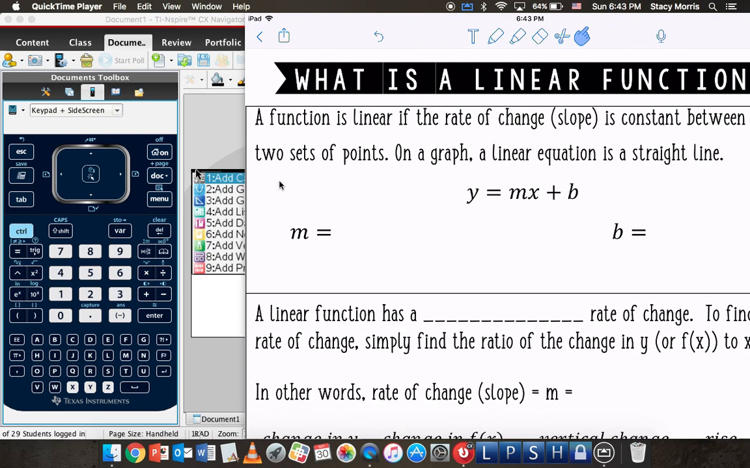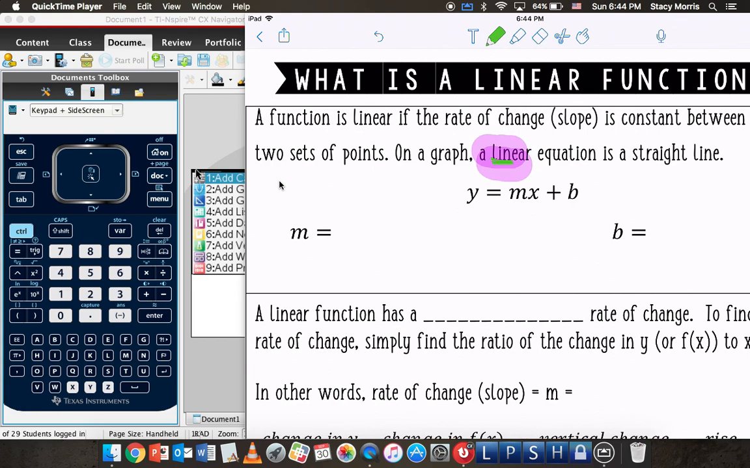Okay, so what is a linear function? It says a function is linear if the rate of change, also known as the slope, is constant between any two sets of points. On a graph, a linear equation is a straight line. One thing I always point out is that the first four letters of linear are "line" right there. So the word line is going to mean linear, right?